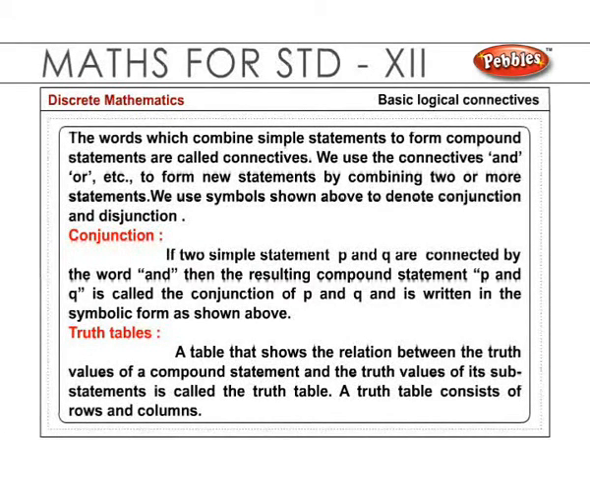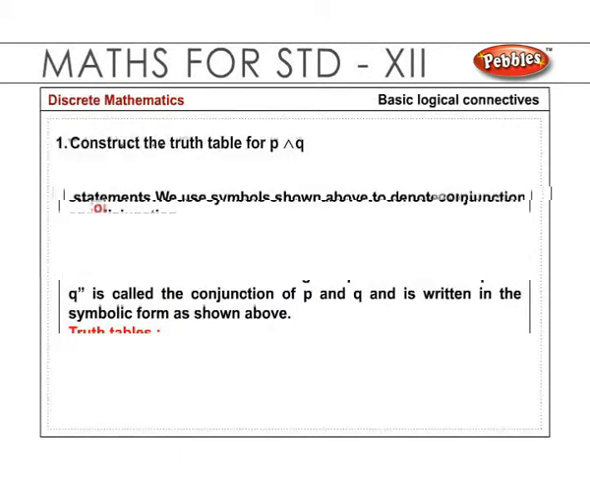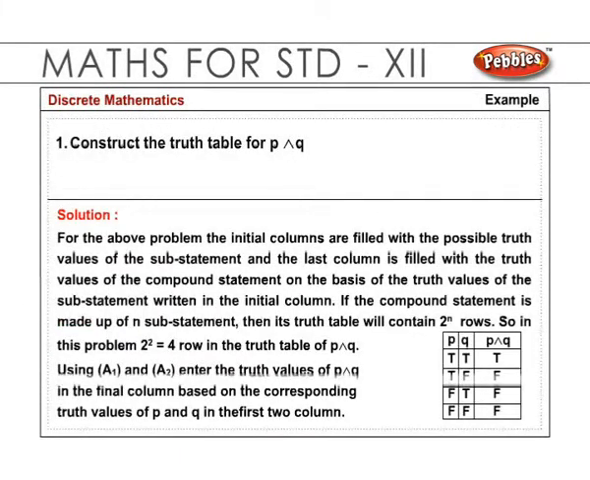Truth tables. A table that shows the relation between truth values of a compound statement and the truth values of its substatements is called a truth table. A truth table consists of rows and columns. For the above problem, the initial columns are filled with the possible truth values of the substatements and the last column is filled with the truth values of the compound statement on the basis of the truth values of the substatements written in the initial columns.